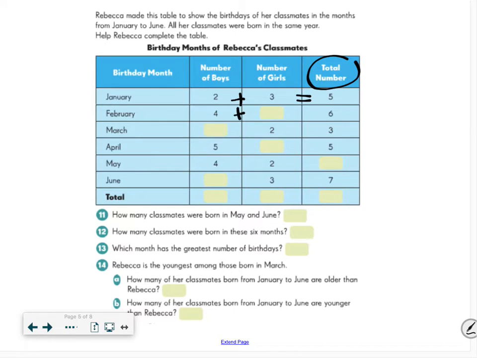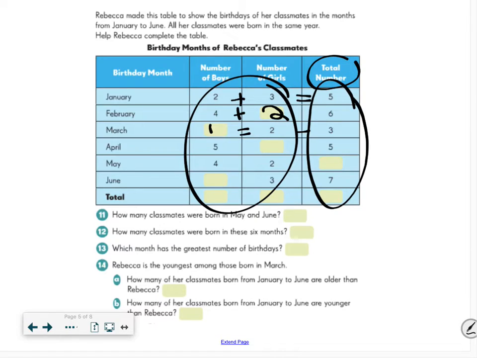Okay, so 4 plus what gets you to 6? Well, 4 plus 2. Or you could do the opposite. The total minus 2, so 3 minus 2 is 1. You have to make sure that these two together equal this side of the column, okay?